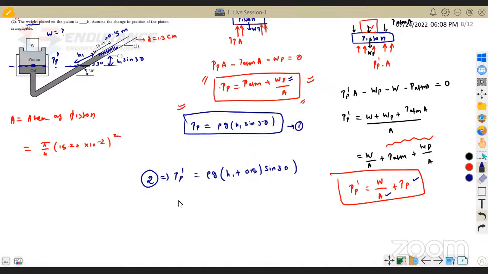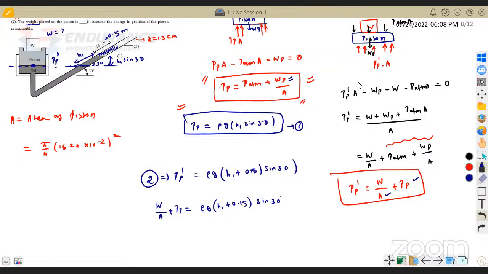Now pp dash, we know pp dash is W by a plus pp, right? So W by a plus pp is equal to rho g into h1 plus 0.15 into sine 30, in Newton.